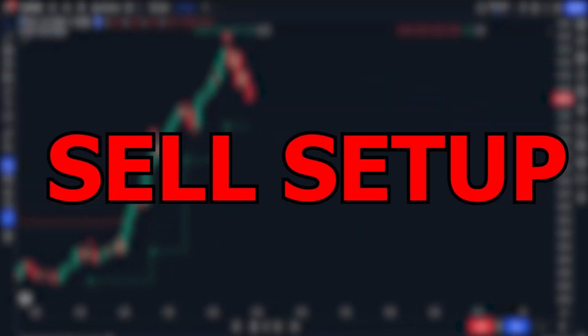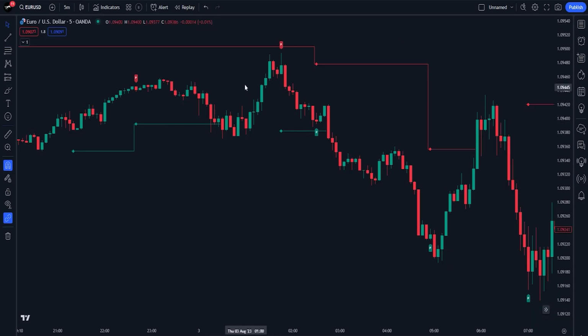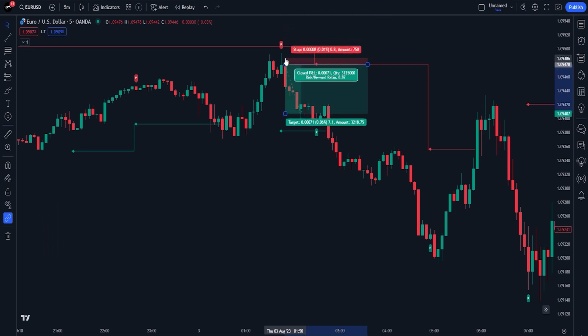Sell setup. The conditions for a sell trade are similar, but the setup is the opposite. Look for the red resistance line. Once identified, wait for a red signal, signifying the pullback or reversal point. Open the trade on a fresh candle and observe the market's U-turn.